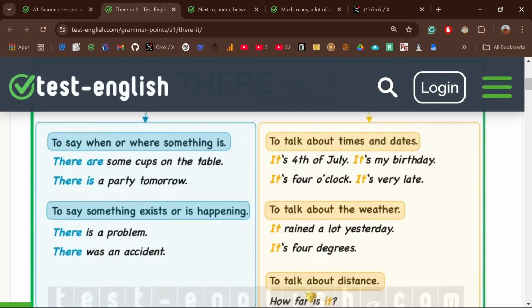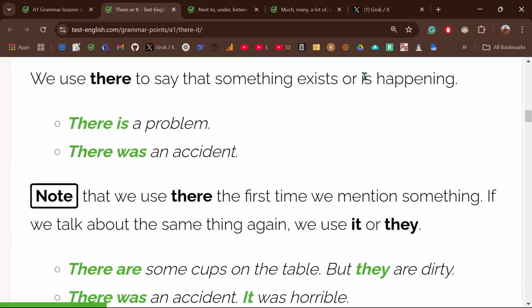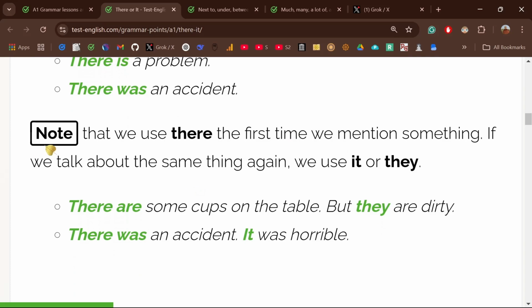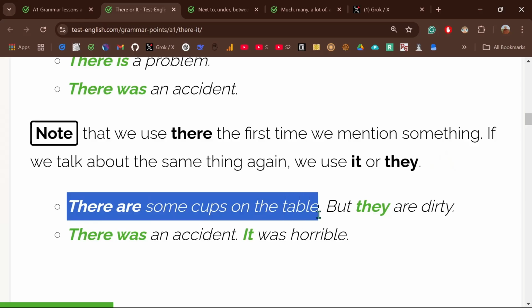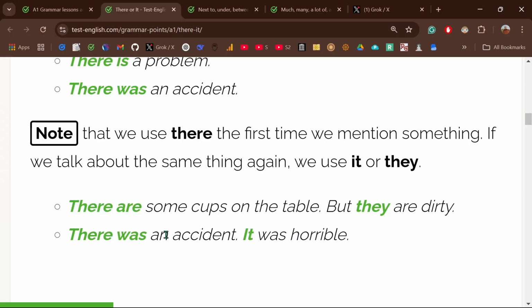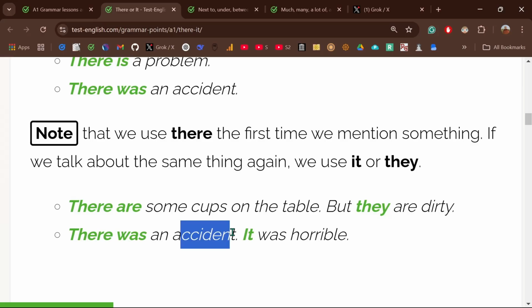Maybe, do you prefer we discuss the table or we go to the text over here? Maybe the explanation is better, right? Let me try. When we use "there," the first time you mention something, for example, there are some cups on the table, and then you can use "it" to refer to that. For example, there was an accident, it was horrible. Then "it" refers to accident, right?